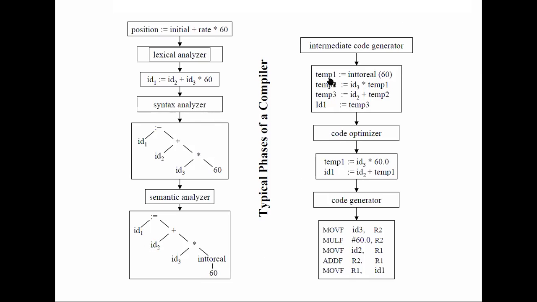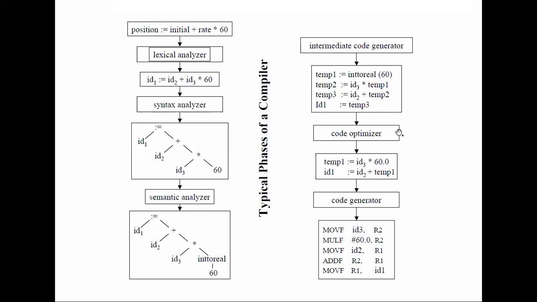That I am going to store in temporary variable one. Next, what am I going to do? Now this total value is contained in temporary one, and I am going to multiply it with ID3. So ID3 times temporary one, that I am going to store in temporary 2. Now I am going to perform the addition operation: ID2 plus this total value in temporary 2. Now temporary 3 contains the total answer, which I am going to assign to ID1. So ID1 is equal to that value.